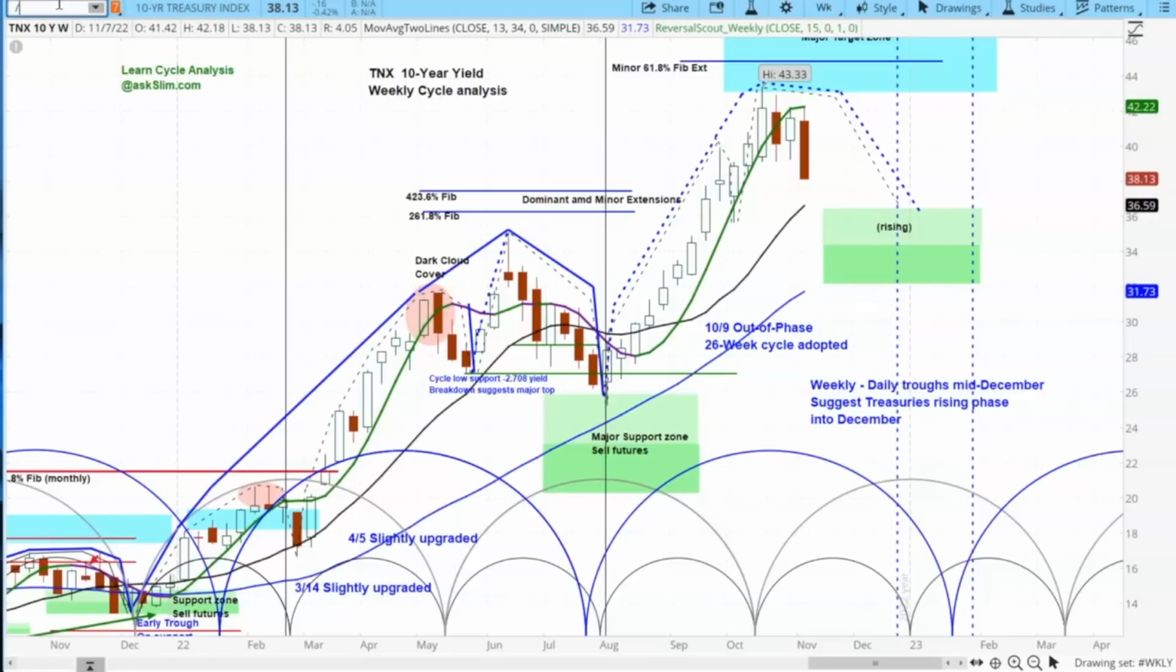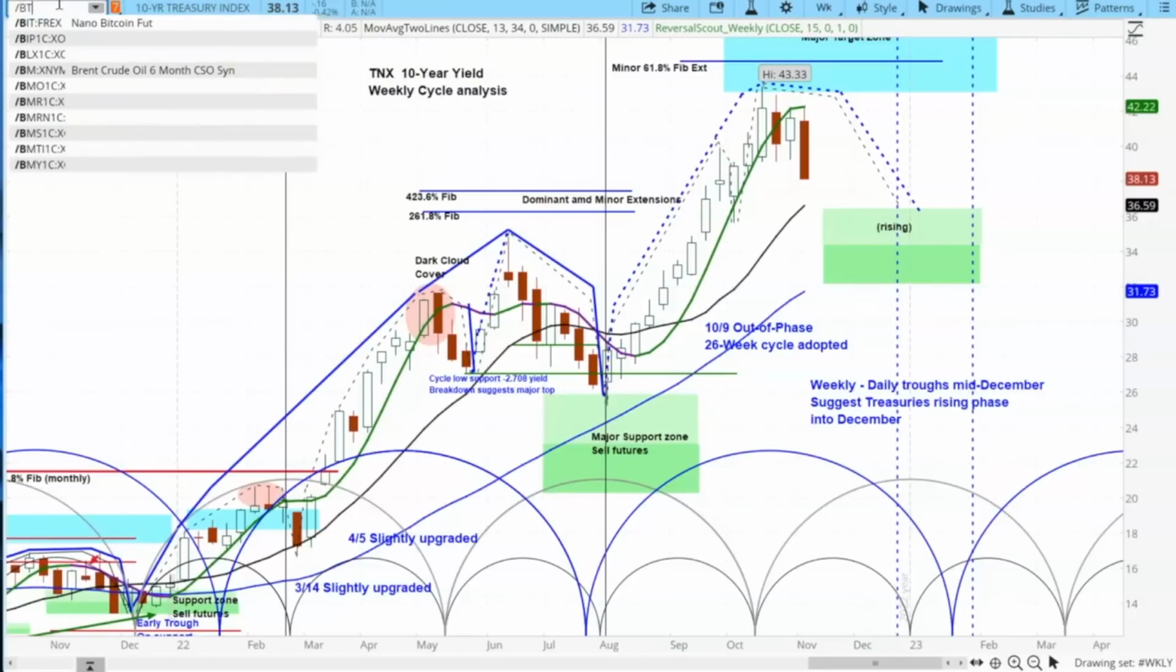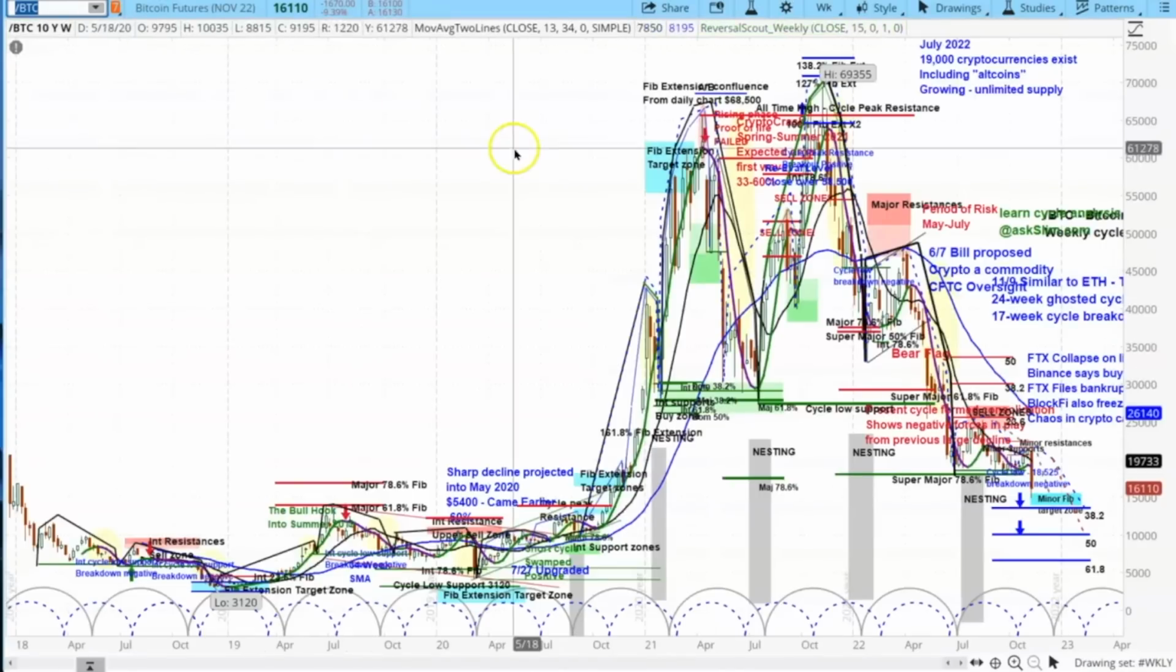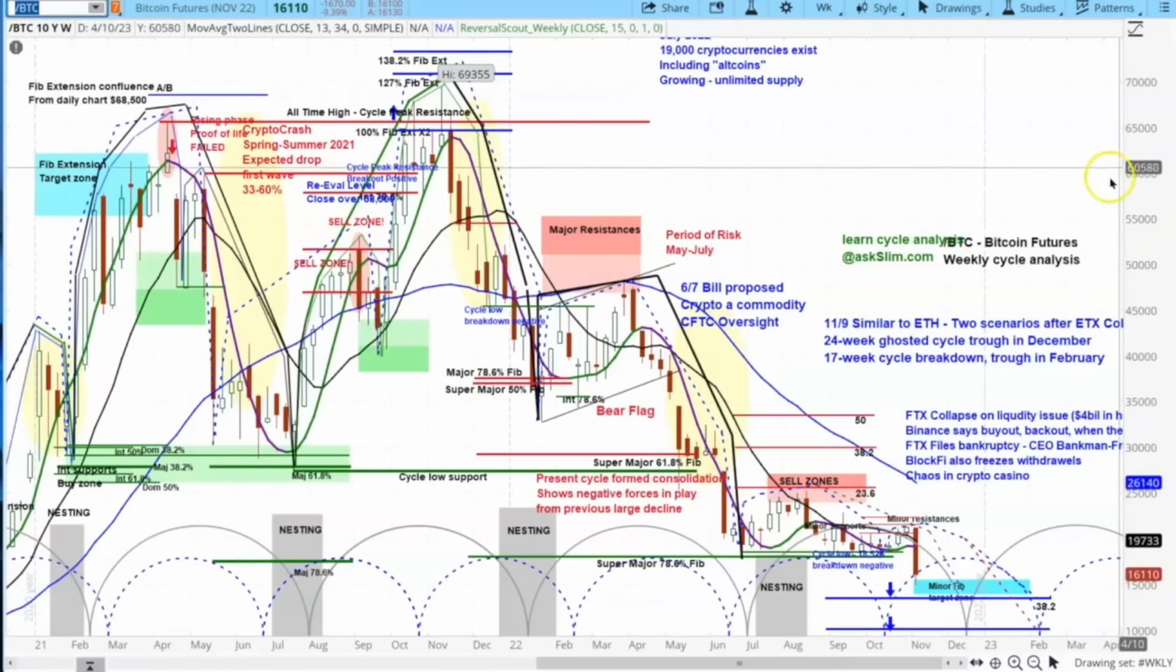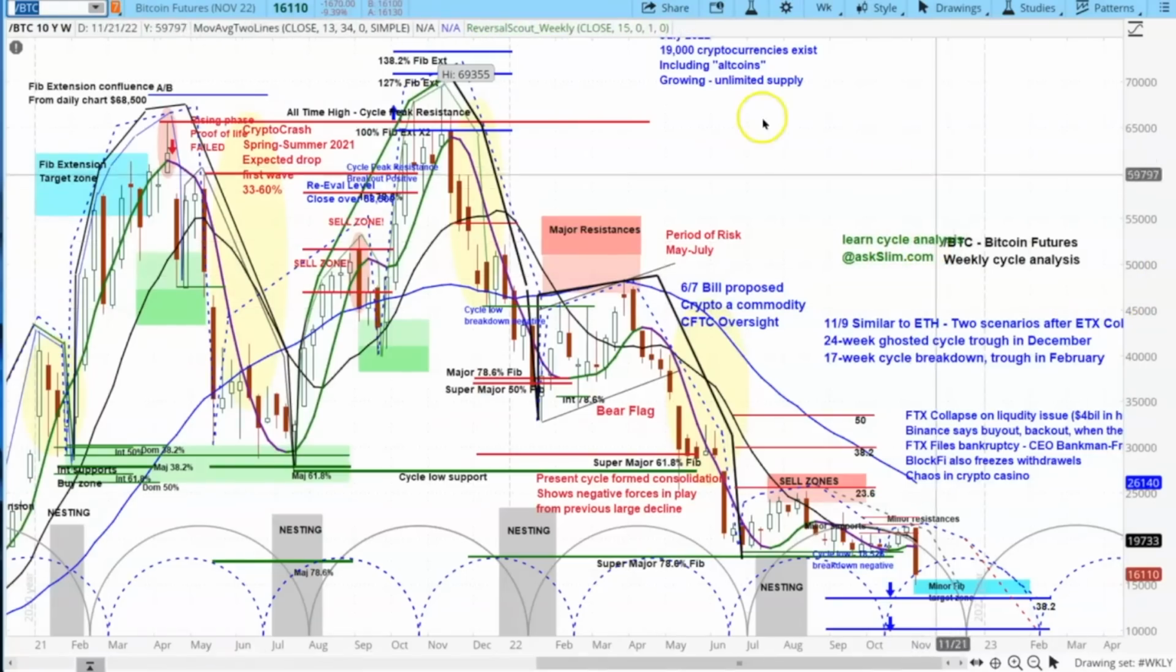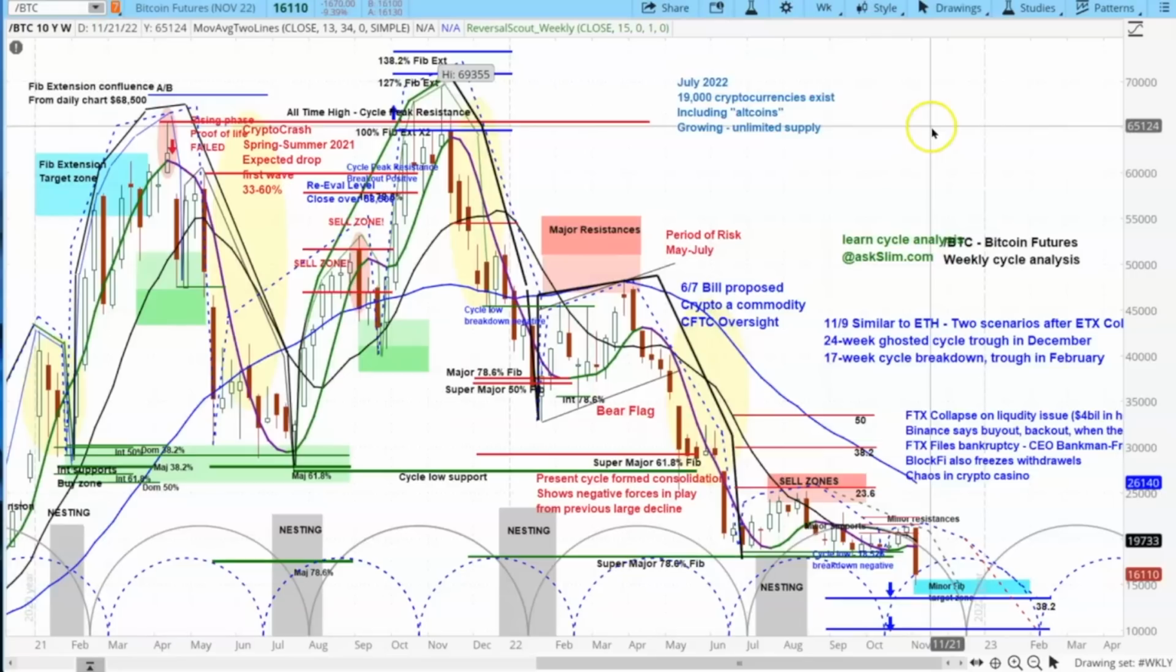Let's now look at Bitcoin. And as I said early in the show, the crypto market is in chaos. And we have been extremely negative on the crypto market, with all of these nearly 20,000 or more cryptocurrencies that are out there, including all the altcoins. And we said it was growing, unlimited supply.